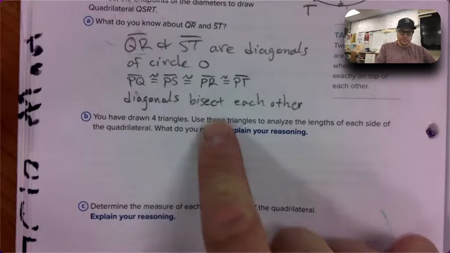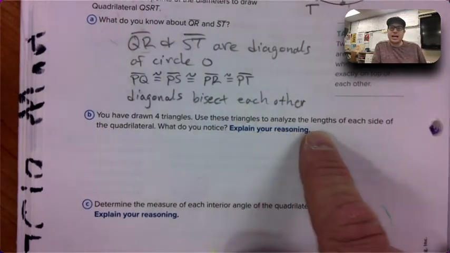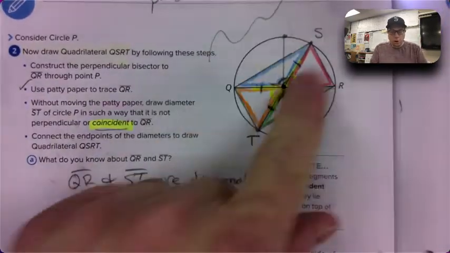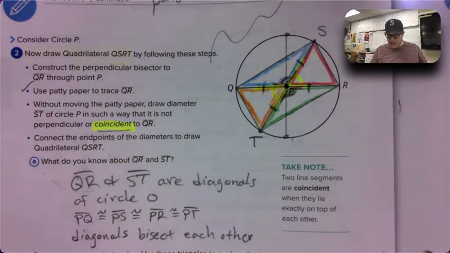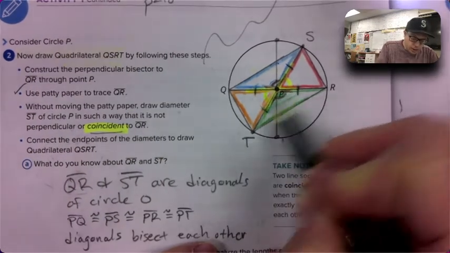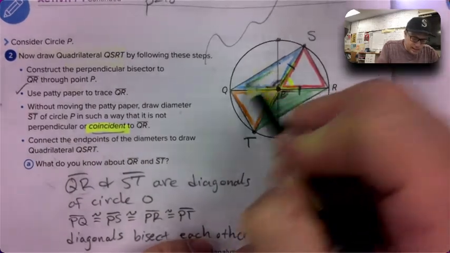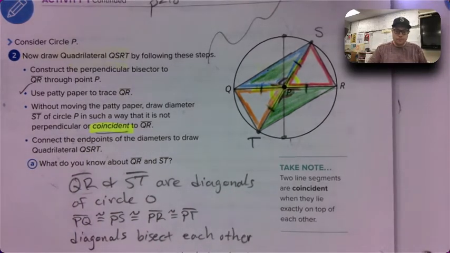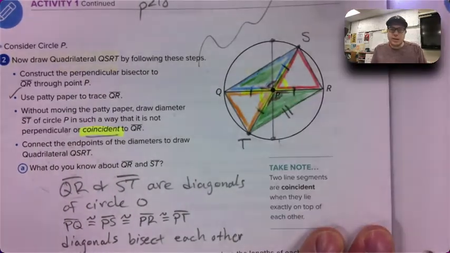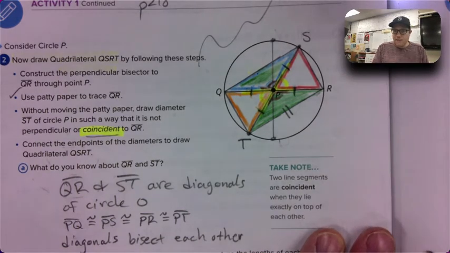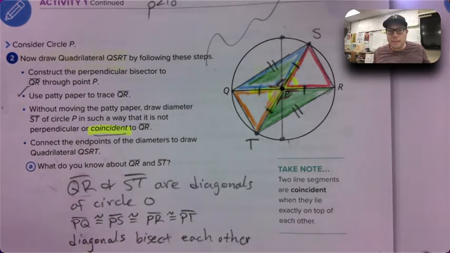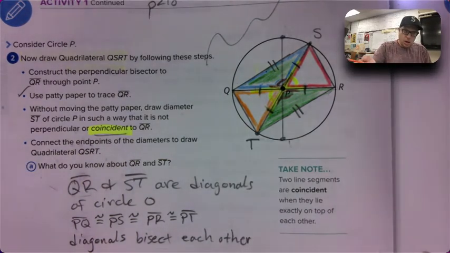So we're going to analyze right here. Use these triangles to analyze the lengths of each side of the quadrilateral. The thing is, page 217 created a square. All of the triangles on the inside were the same, but not here. In this one, this triangle is going to be exactly the same as the one on the other side. A little reflection flippy-do would show you. That means that this line segment, RT, should have a matching line segment on the other side, because if they're the same triangle, then all of the pieces are the same.